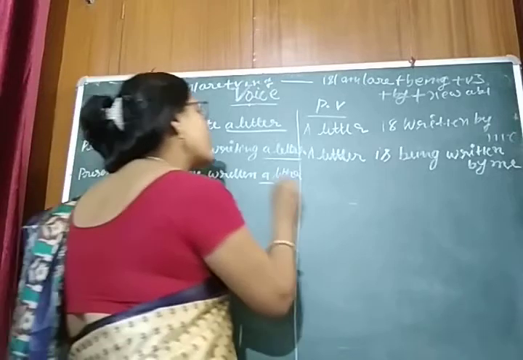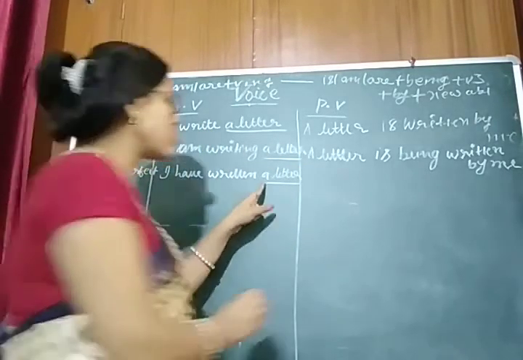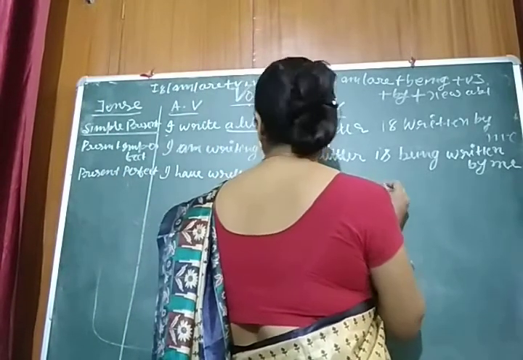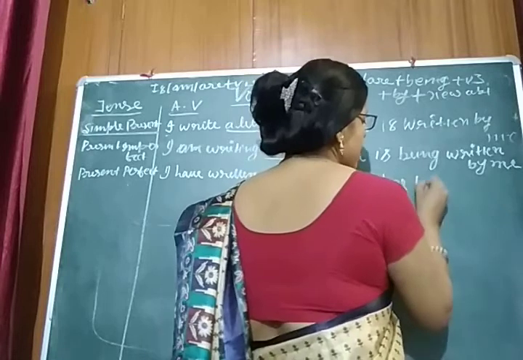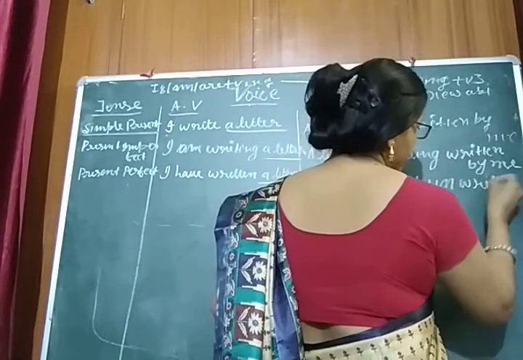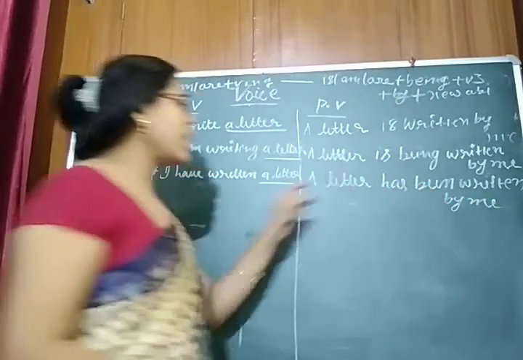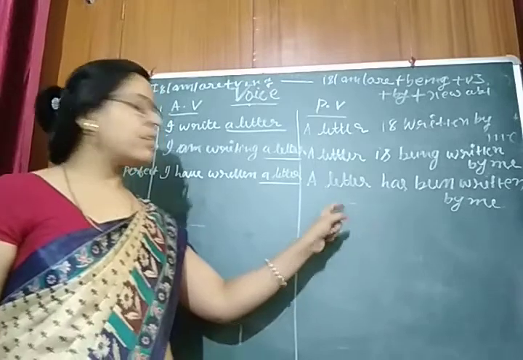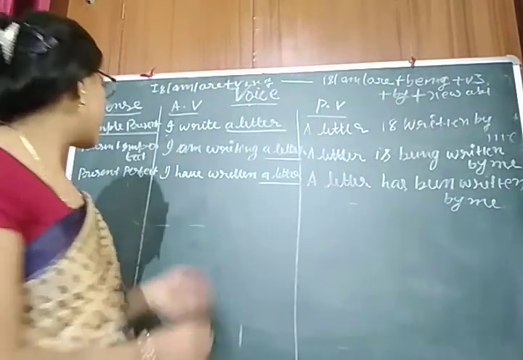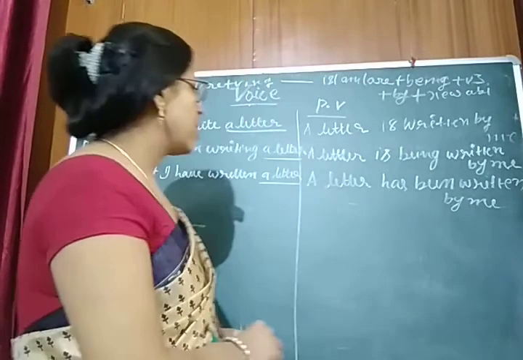Alright. So the first step says that we have to make the object the subject. So we will write here a letter has been. Now, a letter has been written by me. You know why I have used has been here? So what will be here? A letter has been written by me.